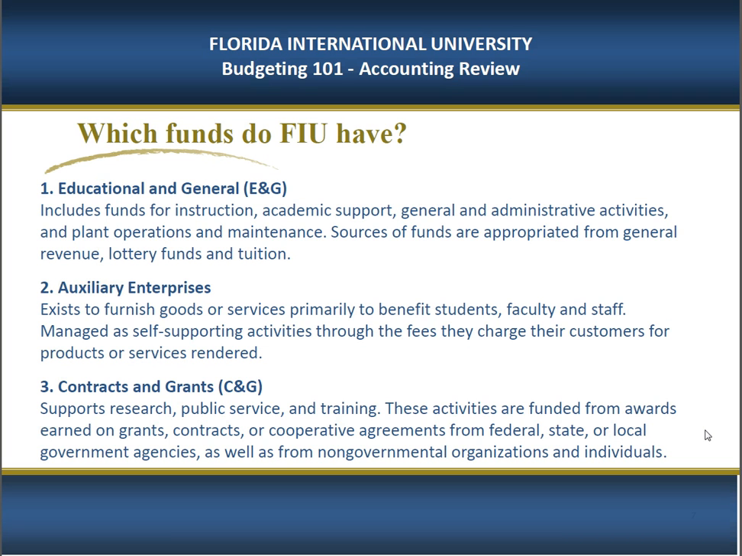Our next category is auxiliary enterprises. Auxiliary enterprises are goods and services that are provided primarily to benefit students, faculty, and staff, even though you can sell or provide goods or services to the general public as well, incidentally. They're managed as self-supporting activities, very important, through fees that they charge their customers for products or services. An example here is the parking activities, housing, all of the retail activities that we have.